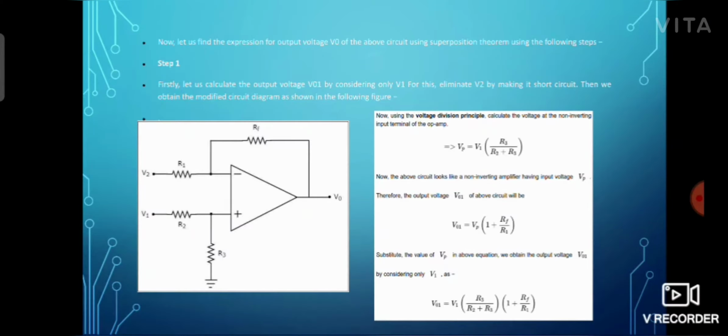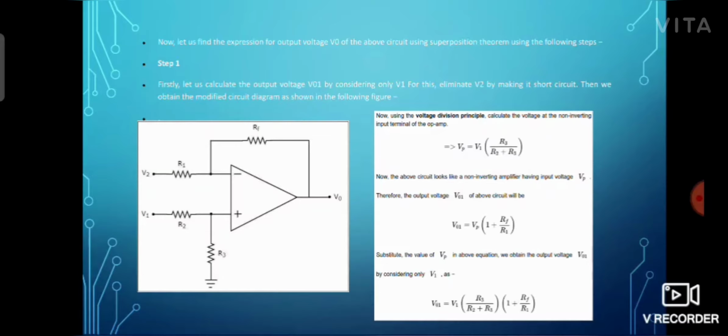Now let us find the expression for the output voltage V0 of the above circuit using the superposition theorem in the following steps. Step 1. First, let's calculate the output voltage V01 by considering only V1. For this, eliminate V2 by making it a short circuit. Then we obtain the modified circuit as shown in the figure.